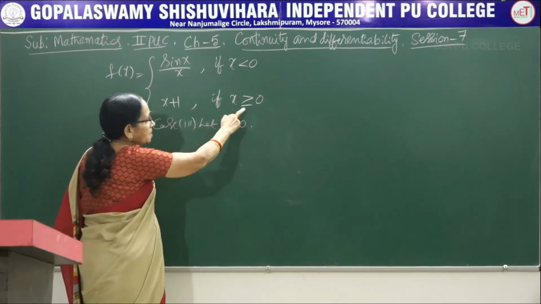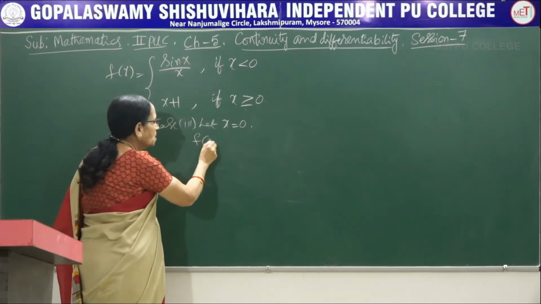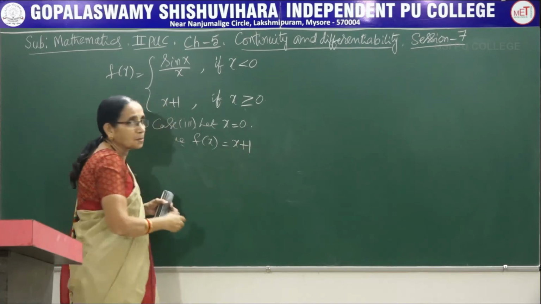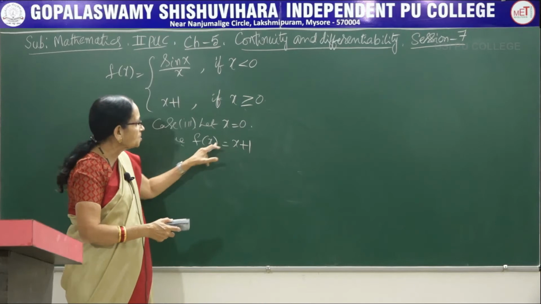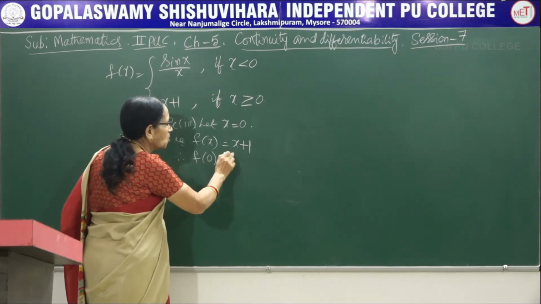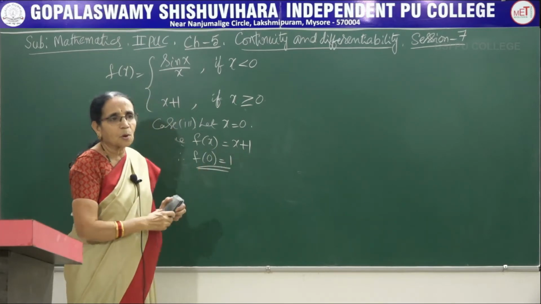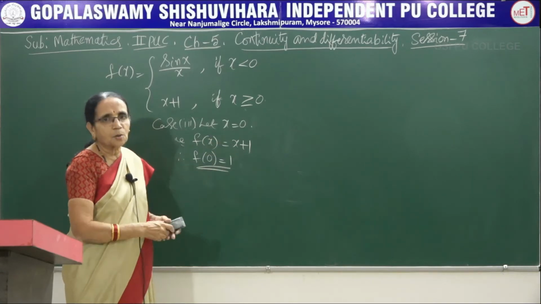Now here equality is here. So how is the function defined? That is f of x is equal to x plus 1. But we are calculating the value at exactly 0. So put x equal to 0. Therefore, f of 0 equal to 0 plus 1, that is equal to 1. So this is the value of the function at x equal to 0.